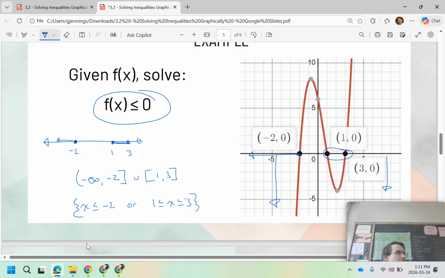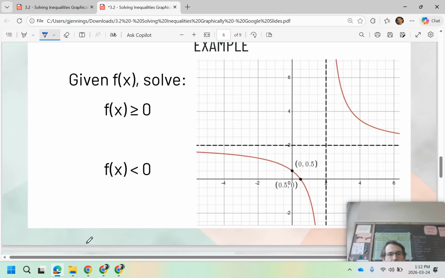People are busily writing things down. That's cool. I'll give it just a second. Okay, keep going. All right, this one is a little trickier.